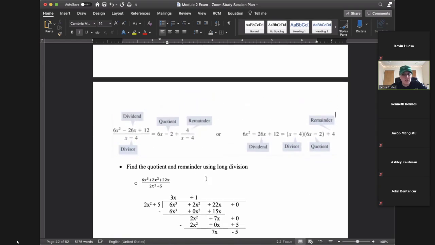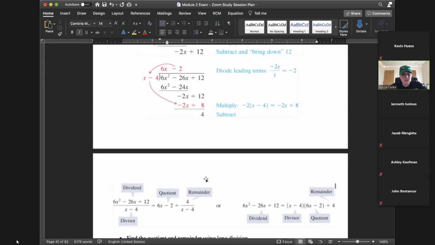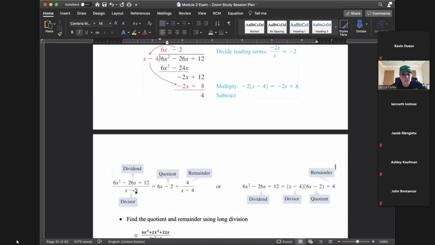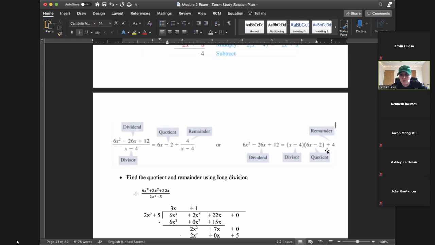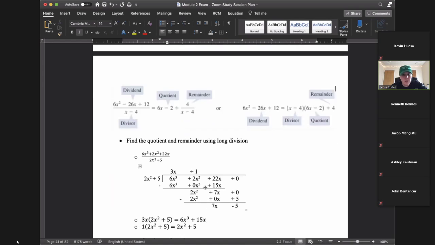All right, and then those are the two different ways to write this. We've got p of x over d of x equals the quotient plus the remainder over the divisor. Or we can write it this way, the dividend equals the divisor times the quotient plus the remainder. So if you're just asked for the dividend, then the remainder doesn't need to go over the divisor. That's only if the dividend is over the divisor.